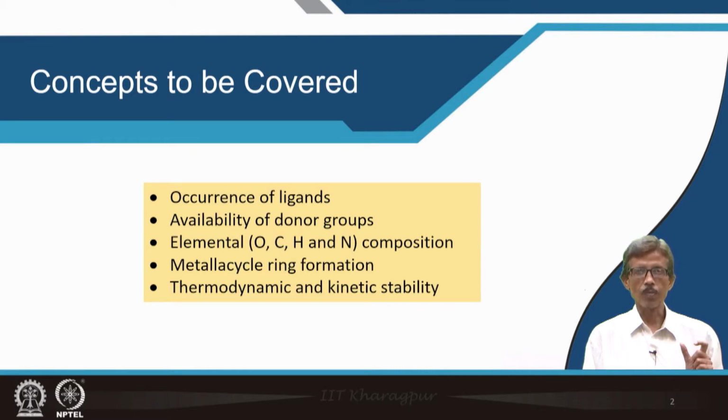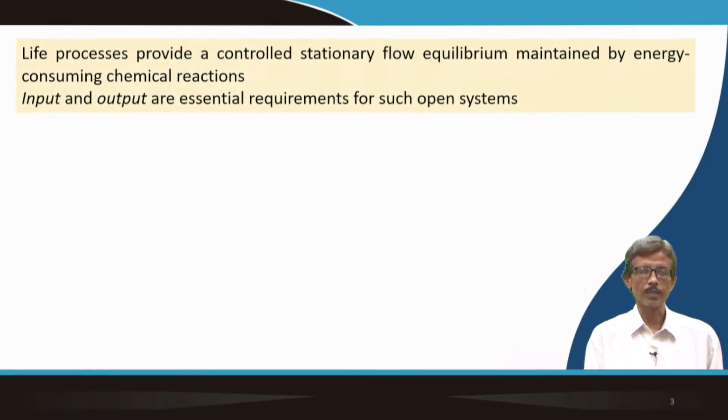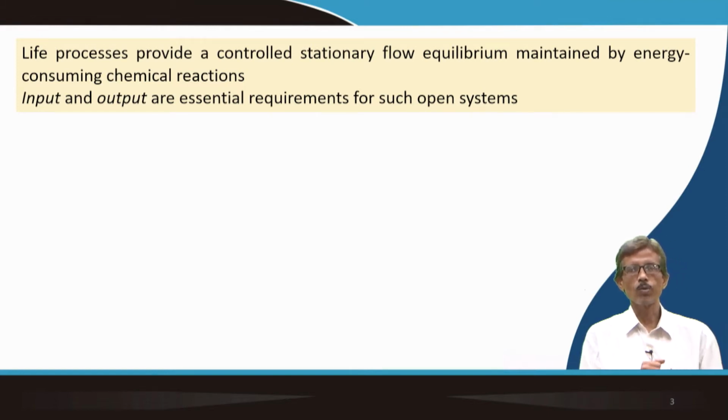Then metallacycle ring formation: when the metal ion is binding to that particular site, how the ligand can give you the corresponding cycle formation, including that metal ion, and the thermodynamic and kinetic aspects of the stabilization of the metal ion complexes. So, all these different life processes that we will be talking about are dependent on something which can be considered in terms of a particular thermodynamic quantity or the equilibrium process, or the equilibrium thermodynamic quantity is basically maintained by energy consuming chemical reactions.